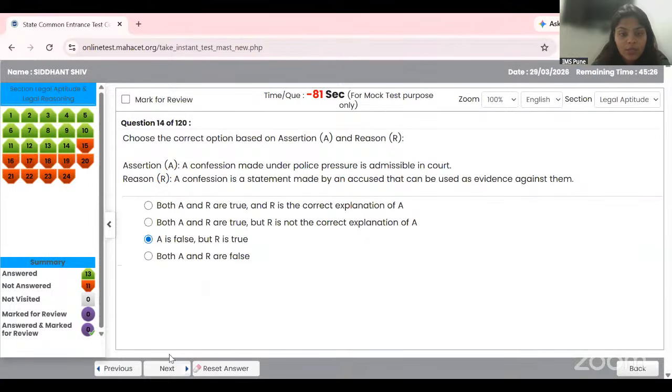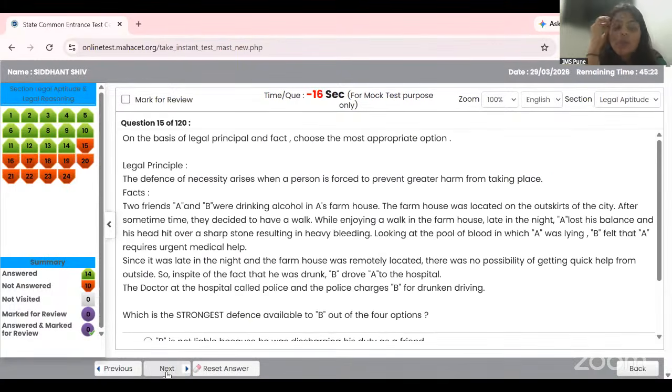So are we good to go till here? Give me a thumbs up. Okay. Good. Moving forward to the next question, which is talking about again the legal principle, and it is talking about a factual situation. So, here the principle is the defense of necessity arises when a person is forced to prevent greater harm from taking place. Now, there are factual situations here.